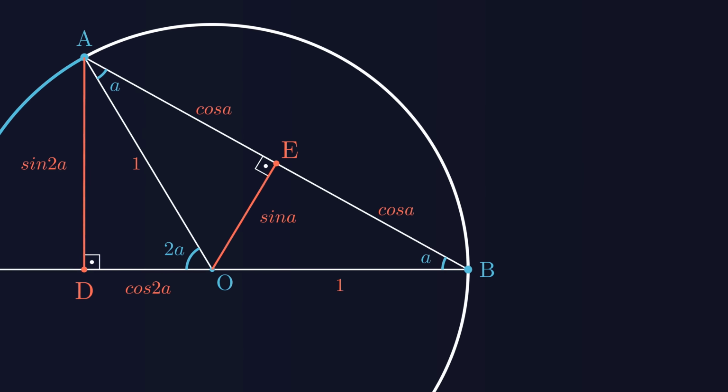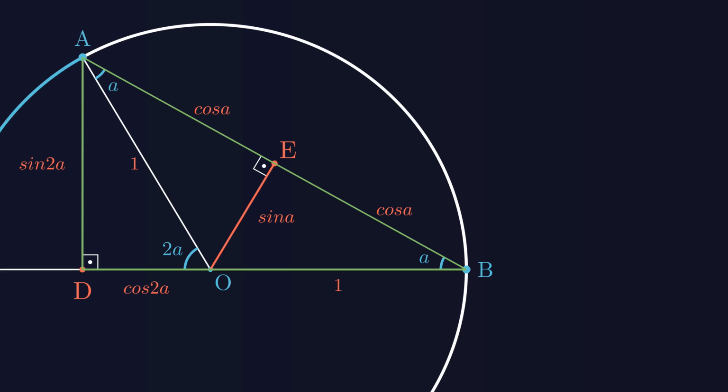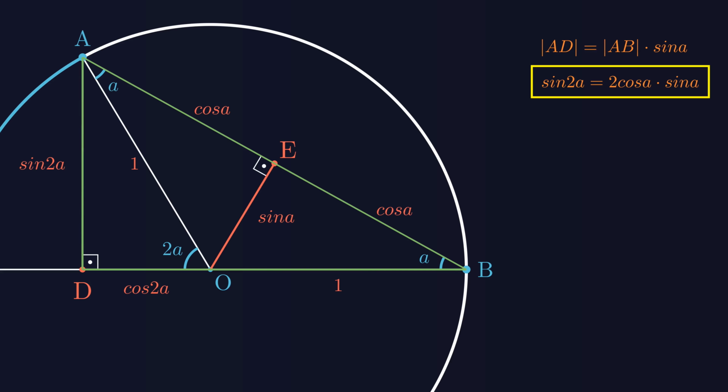All right, now look at this big green triangle. We'll do similar things with this triangle, using the alpha angle at point B. To find the length of side AD, I need to multiply the hypotenuse by sine alpha. This gives us sine of 2 alpha equals 2 times cosine alpha times sine alpha. Yes, that's our first important theorem, and we've proved it.